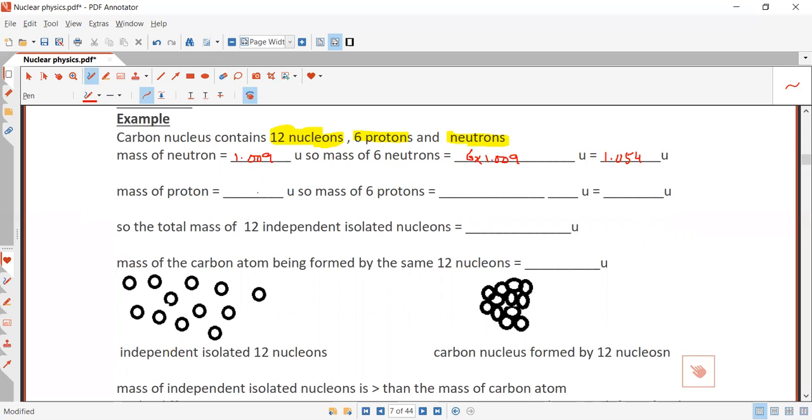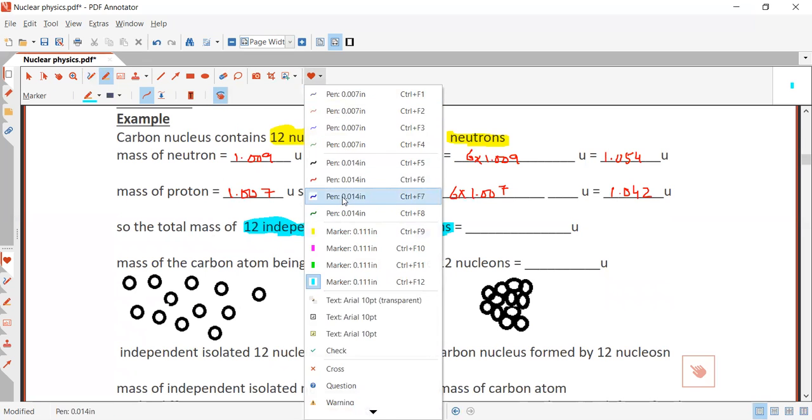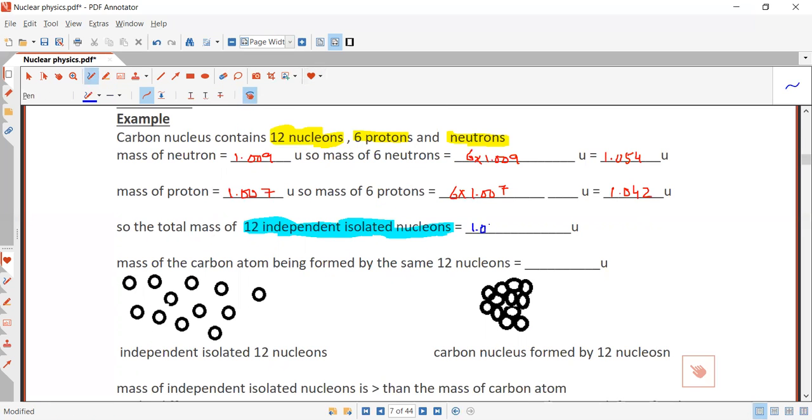1.054 U, right? Okay. So the mass of one proton is 1.007 U. So the mass of 6 protons is going to be 6 times 1.007. So it's going to be what? 1.042 U. So the total mass of 12 independent isolated nucleons is going to be 1.054 plus 1.042 U, and it's going to be 1.096 U, right?